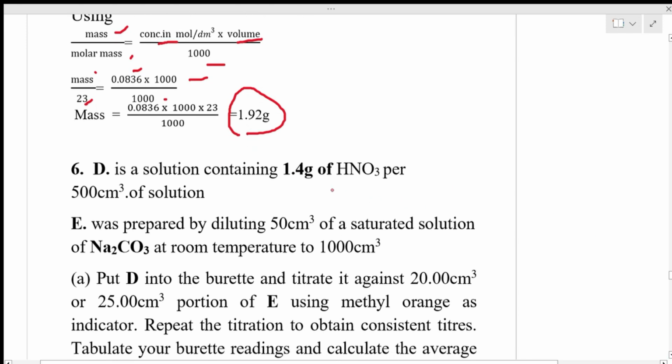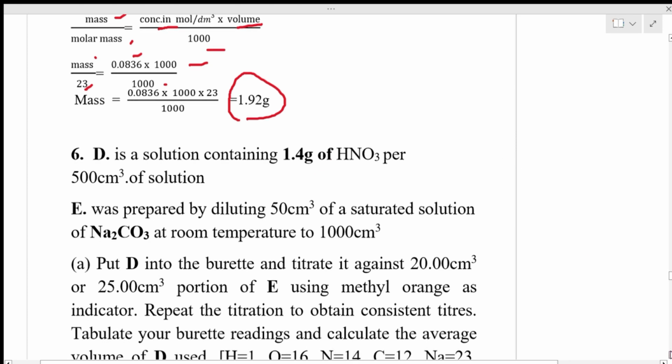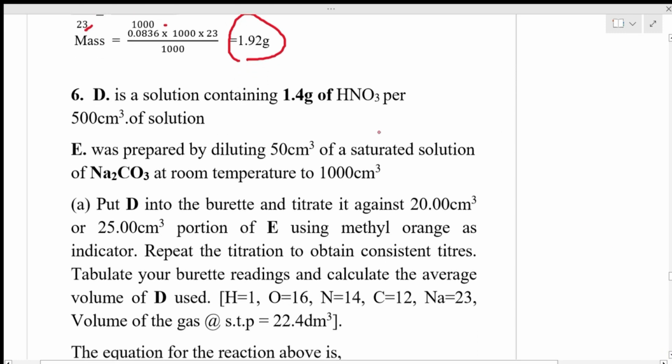Experiment 6. D is a solution containing 1.4 gram of HNO3 per 500 cm³ of solution. All right, follow me, please. Make sure you follow this experiment. You're almost done. We're almost done. So 1.4 of HNO3 now is going to be dissolved in 500 cm³ of solution.